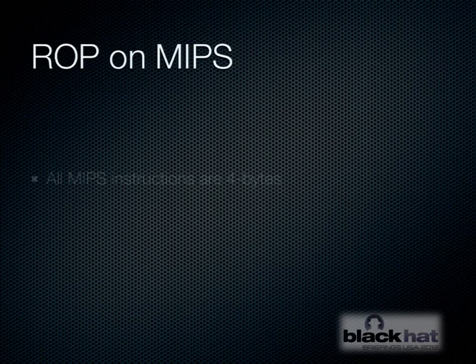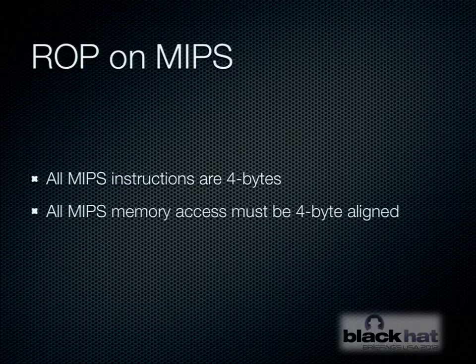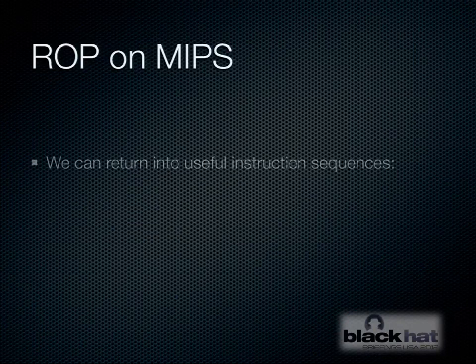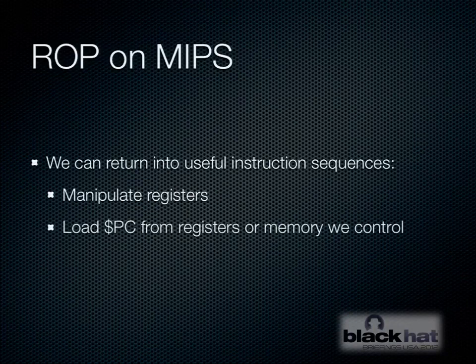So how does ROP on MIPS differ from x86? Well, one of the biggest problems is the fact that all MIPS instructions are 4 bytes long, and MIPS memory accesses have to be aligned on 4 bytes. What this basically means for you is that there's no opportunity to return into the middle of an instruction and have that instruction be decoded as some other instruction. And this really reduces the number of ROP gadgets that you can potentially take advantage of. Fortunately, we can still find some pretty good ROP gadgets that do things like manipulate registers, load data that we control into program counter, and even help locate the stack and defeat ASLR.